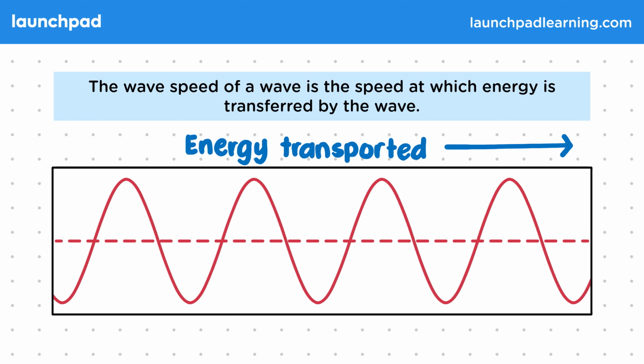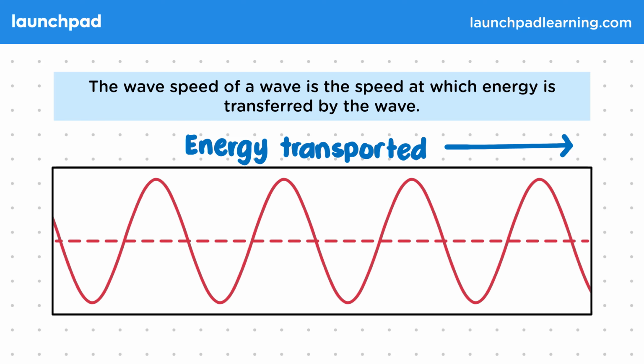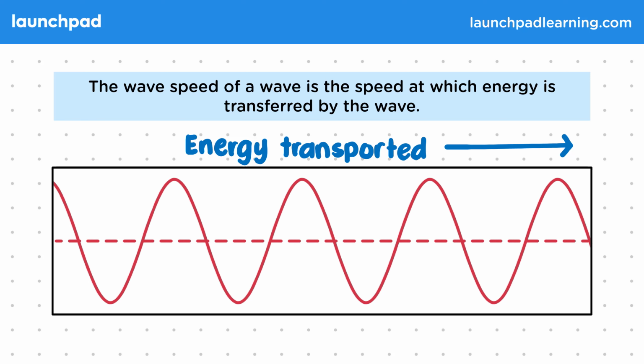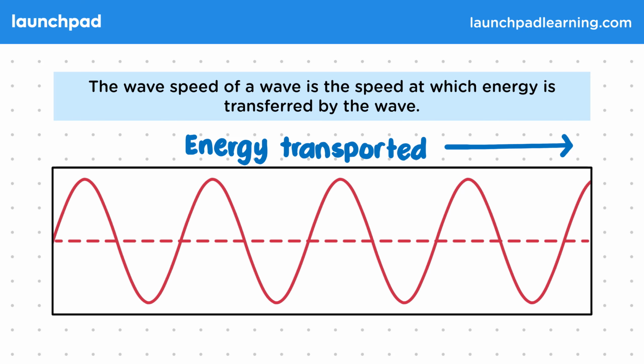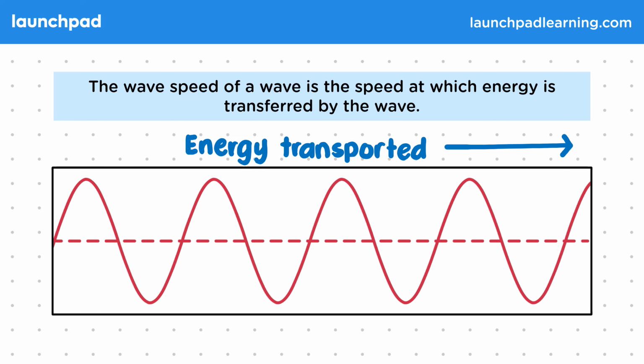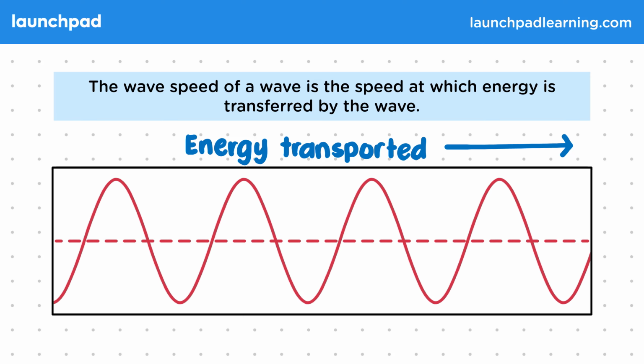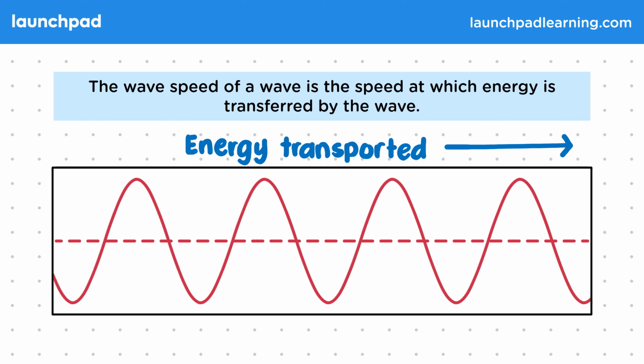The wave speed tells us how quickly the wave can transport this energy from one place to another. It's important that you understand that this is different to the wave's frequency. Frequency only tells us how quickly the waves are being produced, but it doesn't tell us how quickly it carries energy. Now, what's the simpler way of visualizing wave speed?